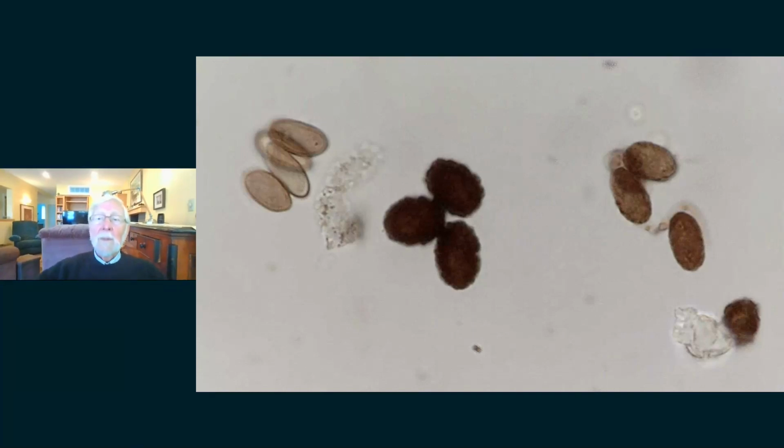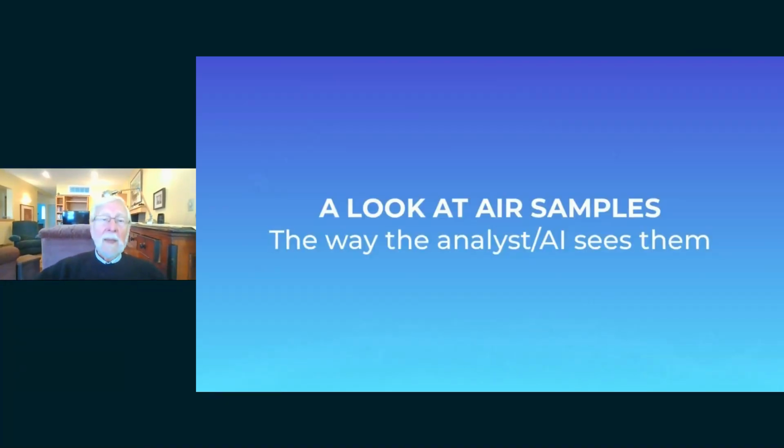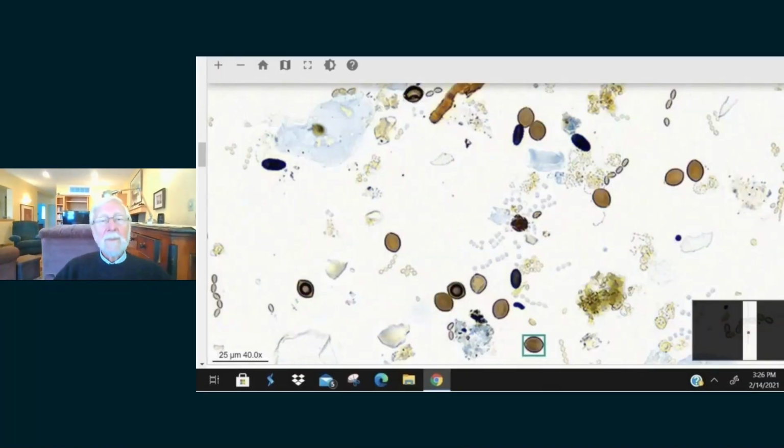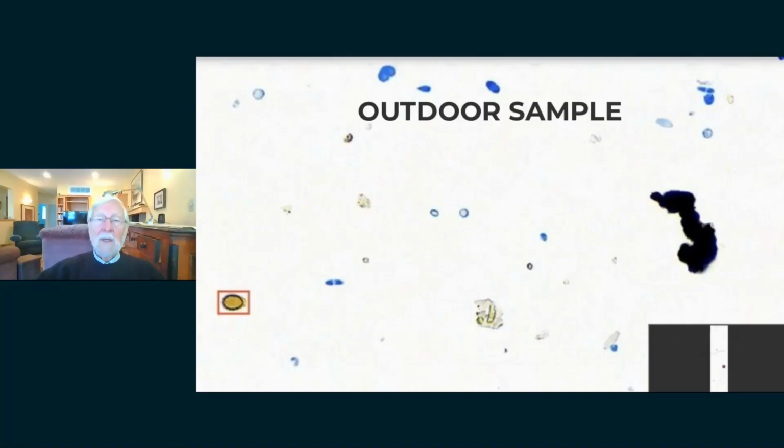Now let's look at some air samples. And we'll see what the algorithm and what the laboratory person sees. Oh, this is a great slide. This is that one I showed you before. But let's do some paired slides, outside and inside. Here's an outside sample. I don't know the location of this. I don't know the season. I don't know anything about it.